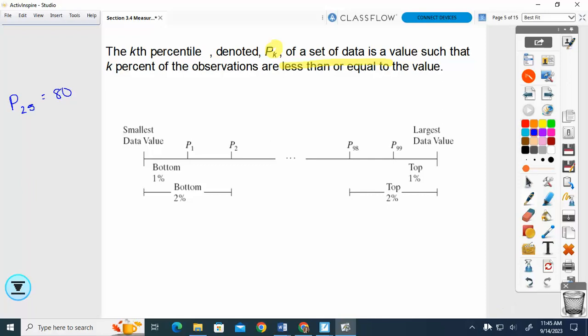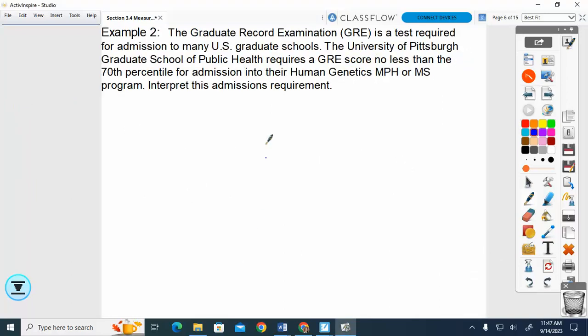I'll give you a second if you want to jot down anything there. The next example, I just want to explain what a percentile is. So we're going to basically interpret one of them. So the GRE is a test required for admission to many grad schools. The University of Pittsburgh Graduate School of Public Health requires a GRE score no less than the 70th percentile for admission.